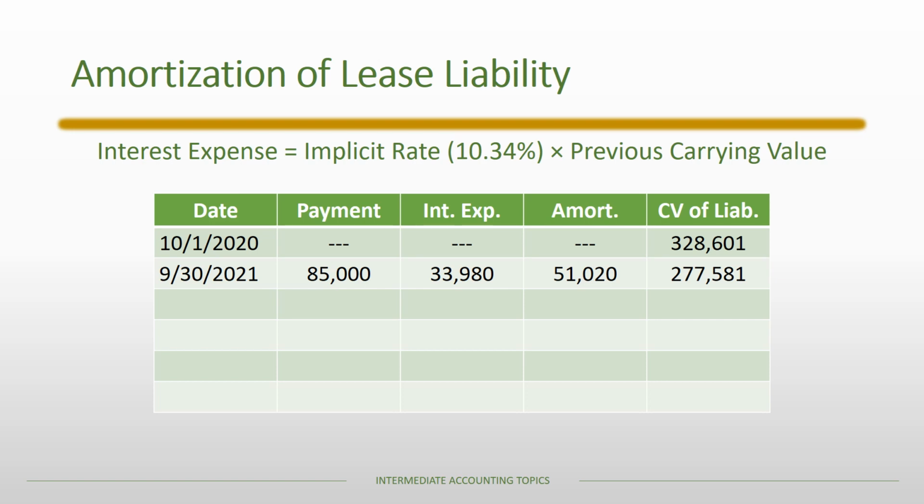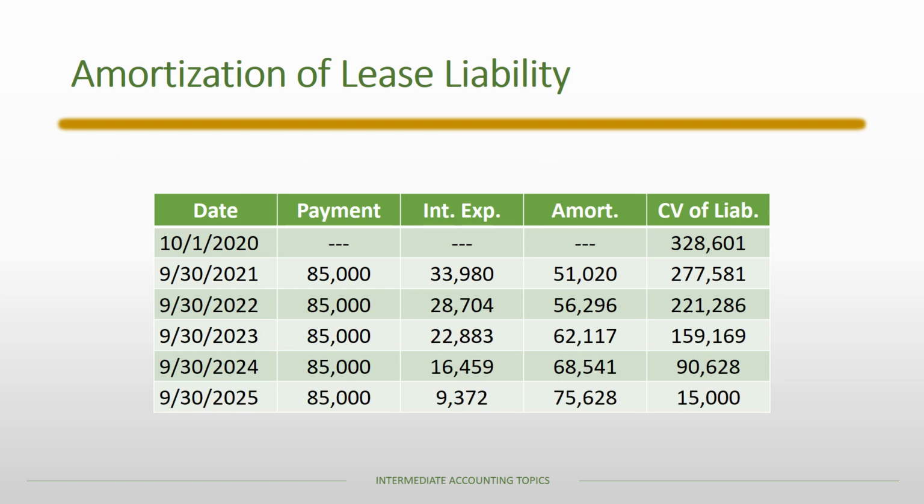And so what we have is that carrying value going down, from that present value of $328,601 all the way down to that future value of $15,000 through the amortization process. And so we repeat that every single year. And so our final table then is complete.